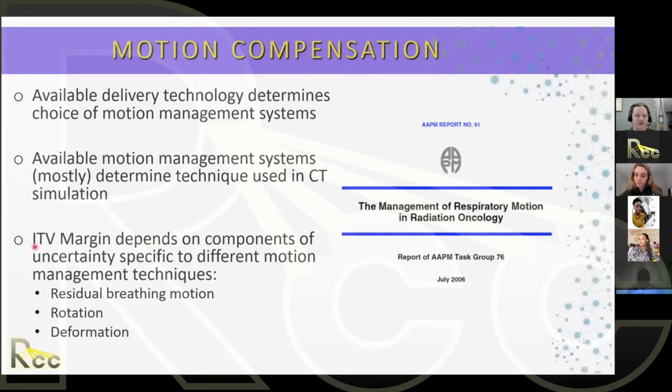And what you then choose on your internal tumor volume motion margin really depends on the components of uncertainty specific to your motion management technique. So how much residual breathing motion do you expect? Is it 1 centimeter? Is it 5 millimeters? Is it 2 millimeters? Are you in an area like more the center of the lung where you have rotation of the tumor, or are you somewhere in the liver where you have deformation? There is actually a very nice task group that gives you an introduction in all the good details of this from the AAPM. It's task group 76, and there's also an update to that in progress. So I highly recommend reading that for more detailed information.